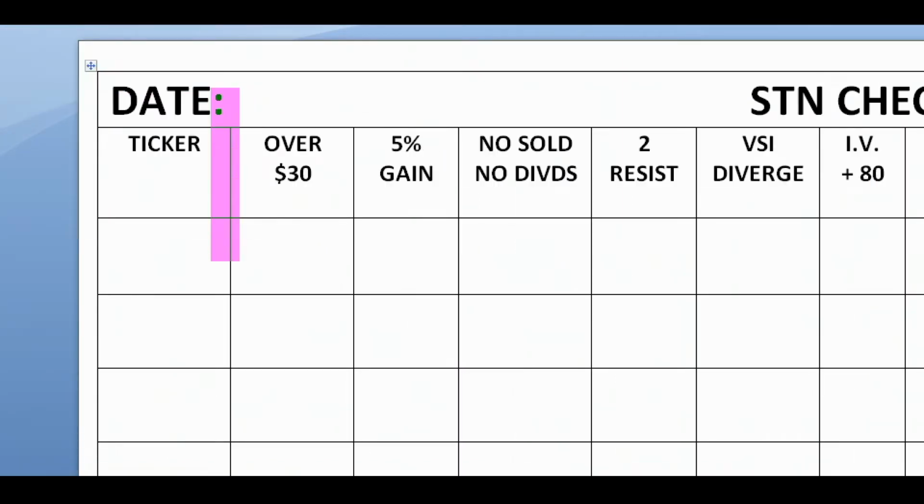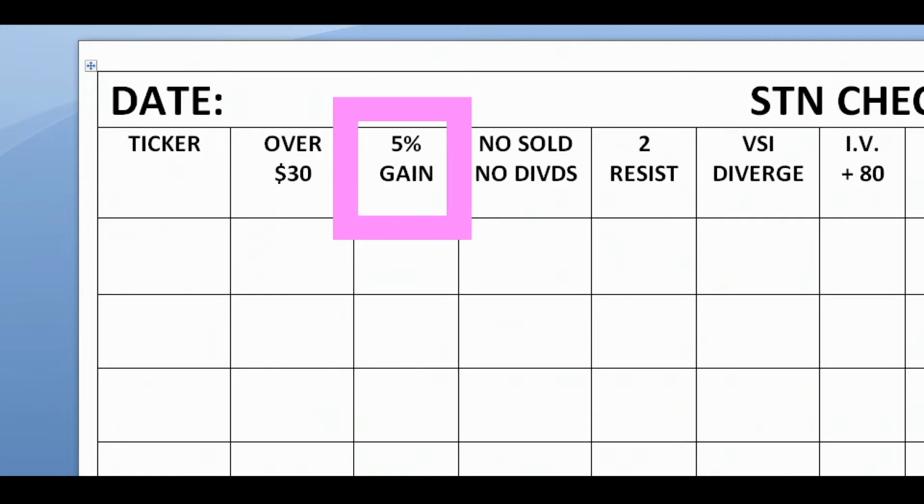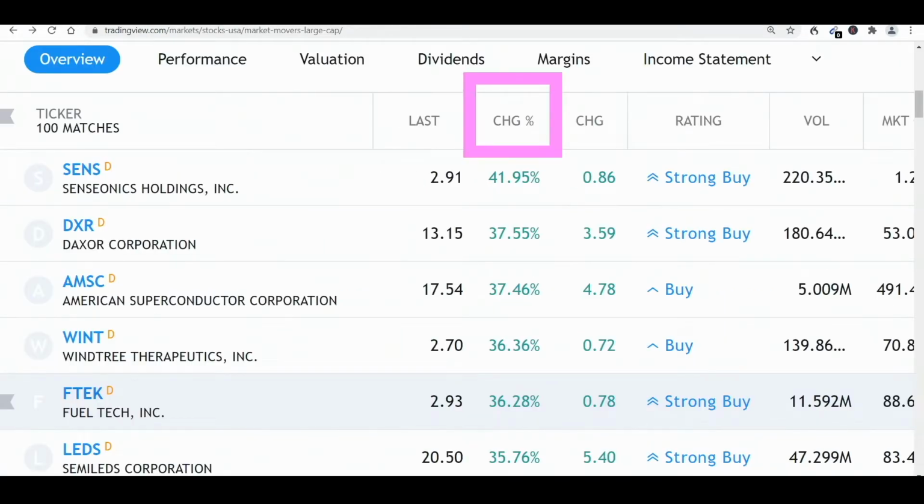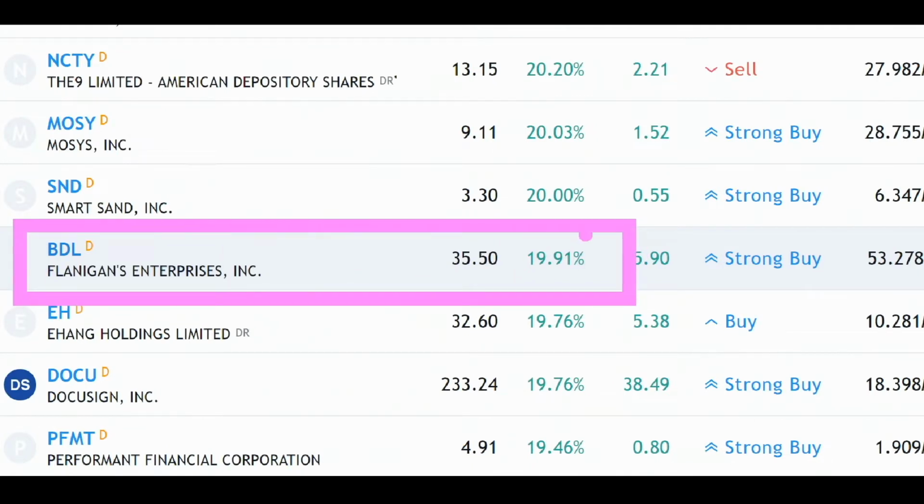Then we're going to be looking for stocks over $30 that are currently in a 5% up gain. So using TradingView or something like that, large caps, gainers, most volatile, overbought, double click on percent change, scroll down till you find something that is over $30, over 5% gainer for the day.